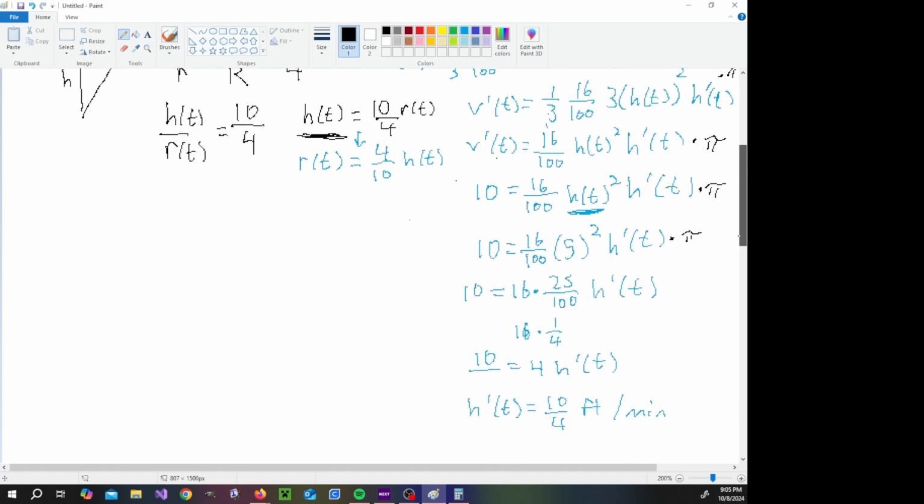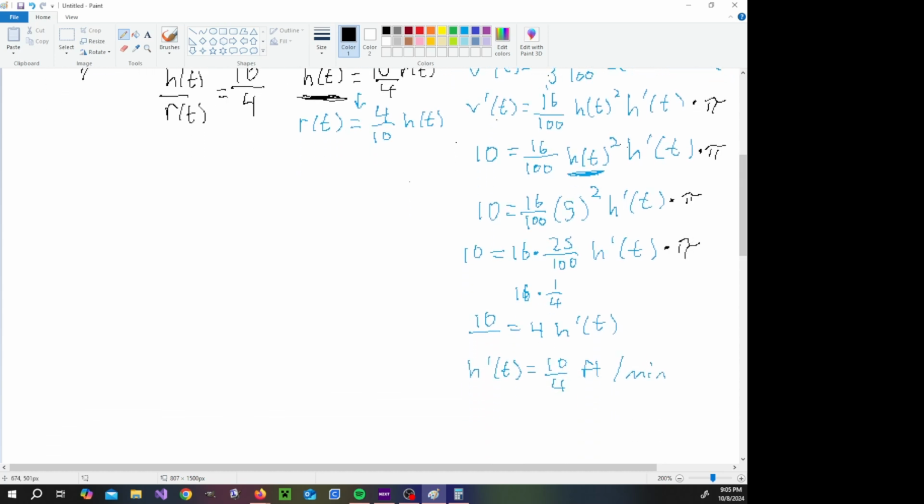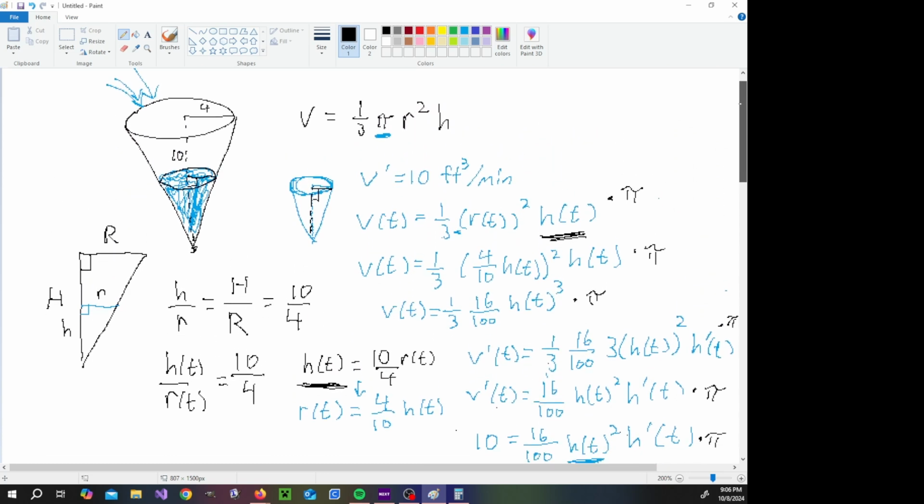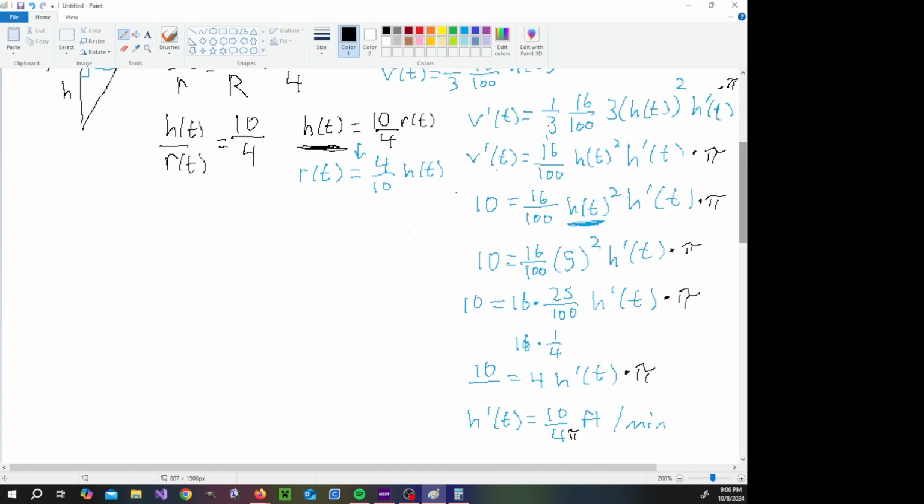So once we get here, when we solve for h prime of t, we need to divide both sides by 4 and pi. So really this is 10 divided by 4 pi. Okay, so that was a really tiny mistake that hopefully would be very small if it was a tick off of the grade. But yeah, pi. Don't forget pi. Hopefully you thought he's doing something wrong as you watched me do this, because there should be a pi somewhere. And there did need to be a pi somewhere.